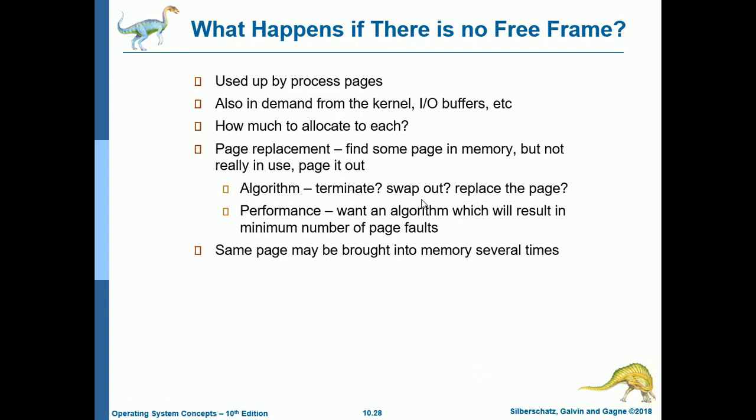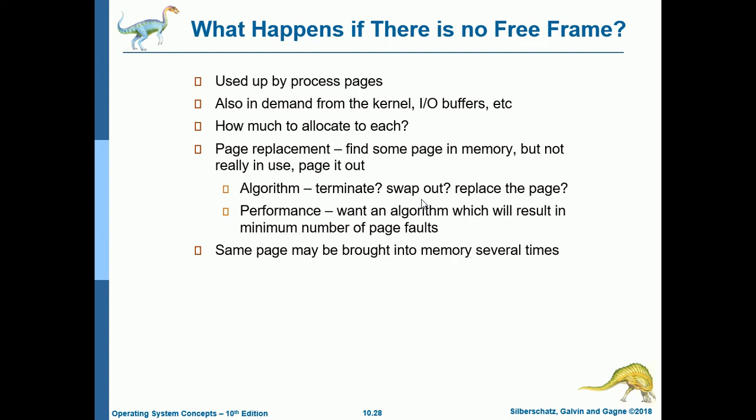So what happens if there is no free frame? Of course, memory is used up by process pages, and also in demand from the kernel, I/O buffers, and others. So how much to allocate to each? If there is no free frame, we have page replacement: find some page in memory that is not really in use and page it out.